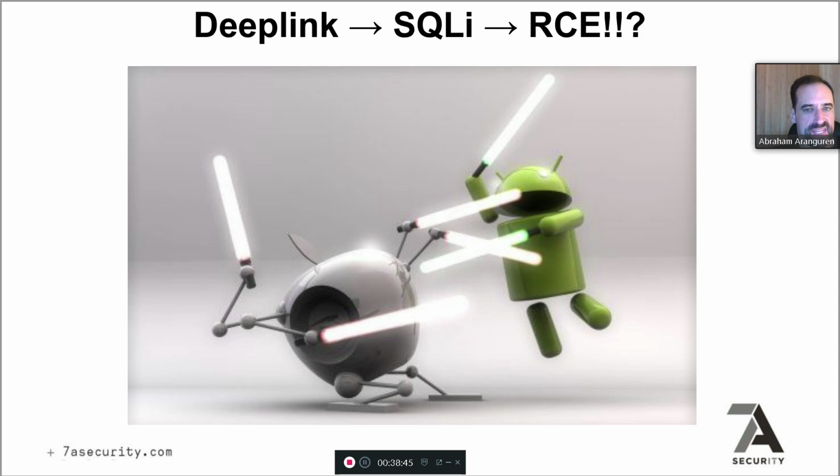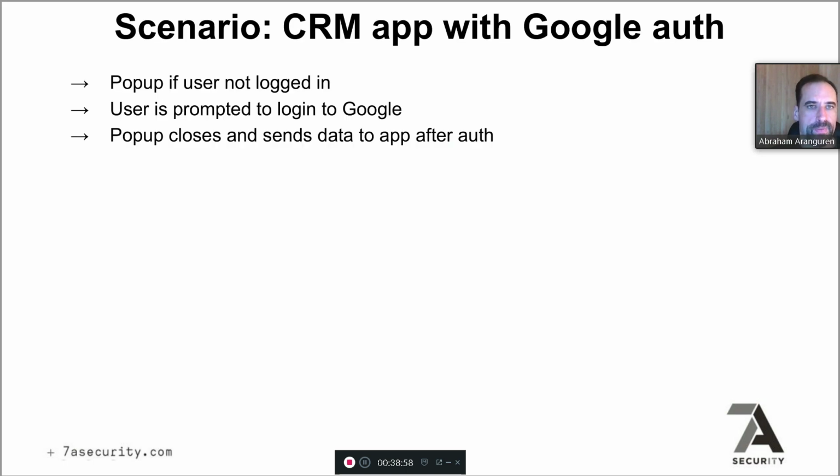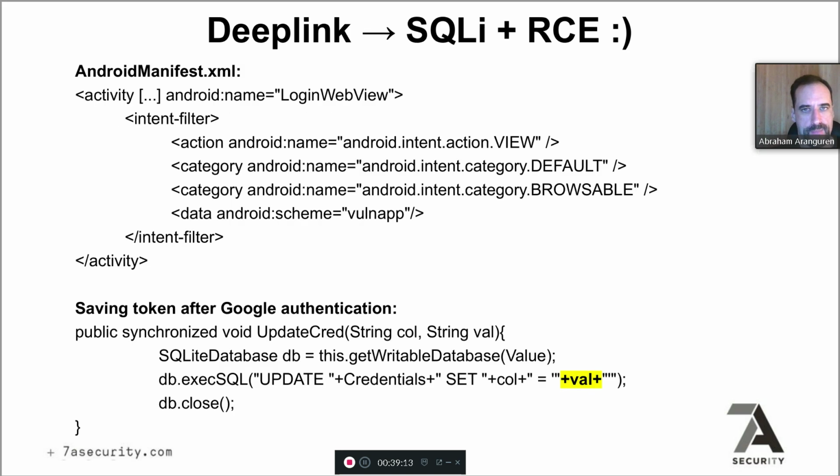Now, another interesting thing to all this is to use a deep link to exploit a SQL injection and then turn this into remote code execution. So let's see this, right? This was a CRM application with Google authentication. When you open the application, it shows you a pop-up to log in with Google, right? And then when you log in with Google, the pop-up closes, and you are redirected back to the app, and you use the app as normal. However, this was vulnerable to SQL injection, and we can turn the SQL injection into code execution. So let's break it down.